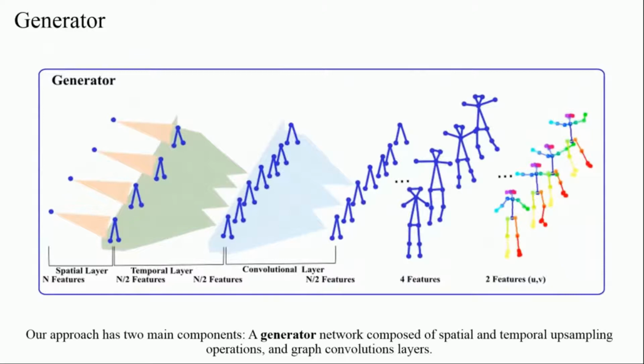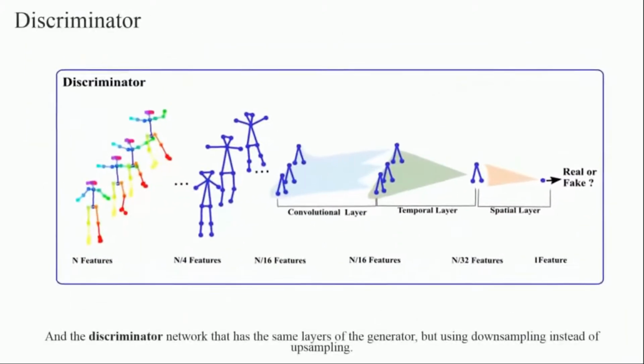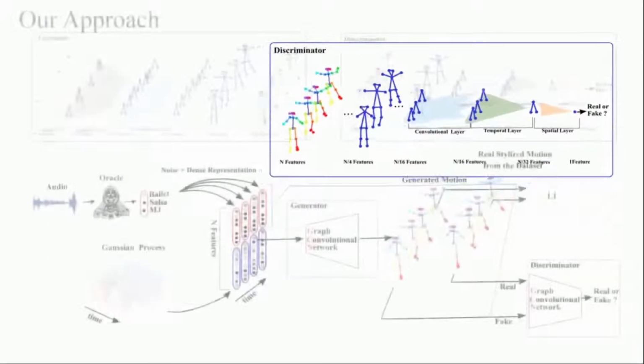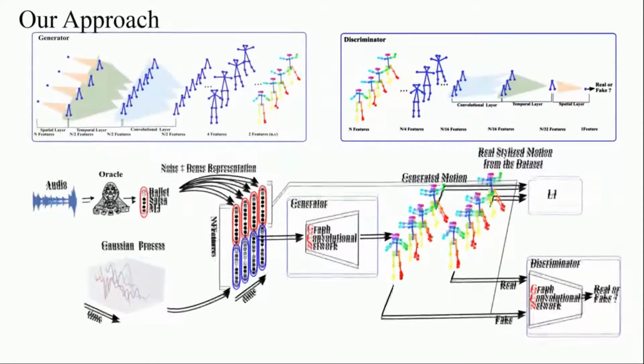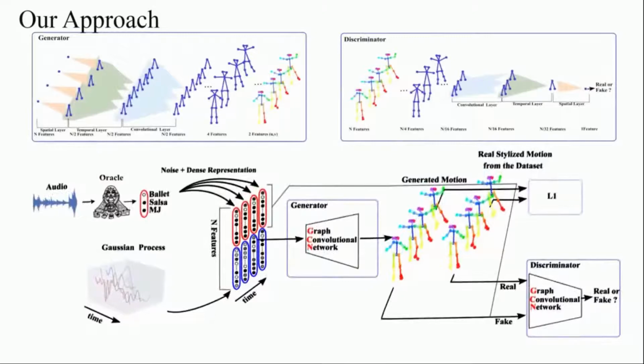Our approach has 2 main components: a generator network composed of spatial and temporal sampling operations and graph convolution layers, and a discriminator network that has the same layers of the generator, but using downsampling instead of upsampling. In order to generate realistic samples from human dance motion, we used an adversarial training strategy, where we train the discriminator and generator networks.